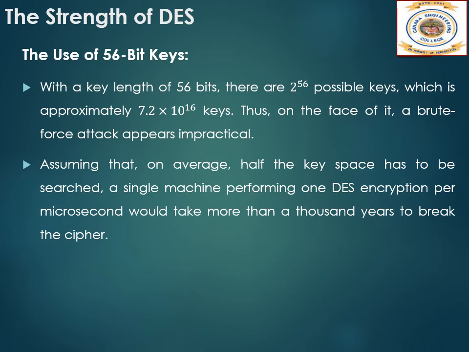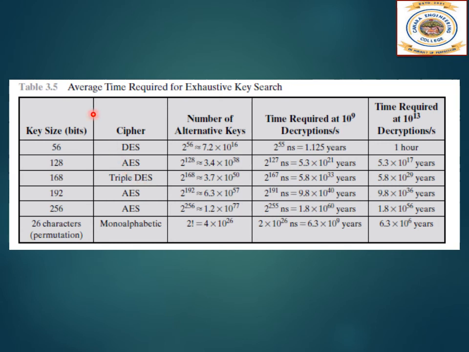So next we can see the table in which the time taken for the decryption process is known for different algorithms. In this table you can observe the average time required for the exhaustive key search. In case the key size is 56, that is a DES cipher, the number of alternative keys is 7.2 into 10 to the power 16.